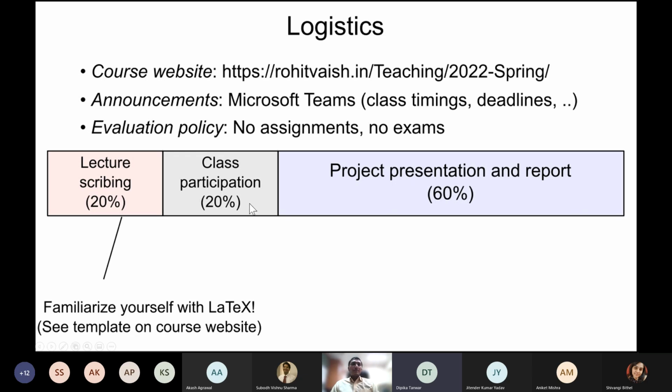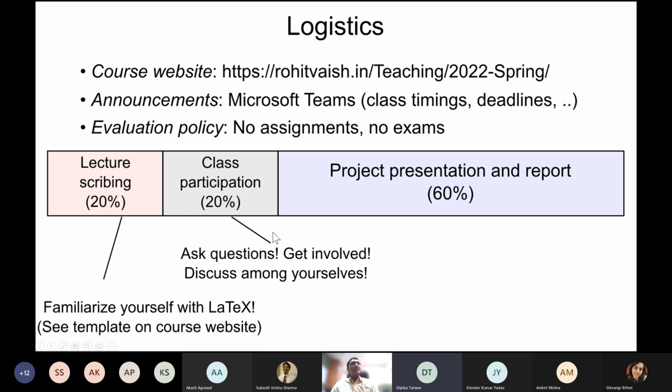And 20% of your grade is going to depend on class participation. This is somewhat vaguely defined, but that basically means ask a lot of questions. Not just any kind of questions, but somewhat meaningful questions. Get involved, discuss stuff among yourselves, explore, find out more. This is the exploratory part of the course. Just participate and get involved. That's what it is meant for. I hope it's a good substitute for scoring attendance. I don't like scoring attendance, but I hope if you participate in class, that could be a proxy for it.